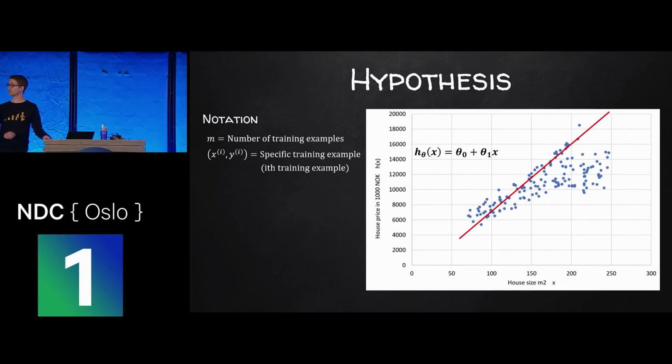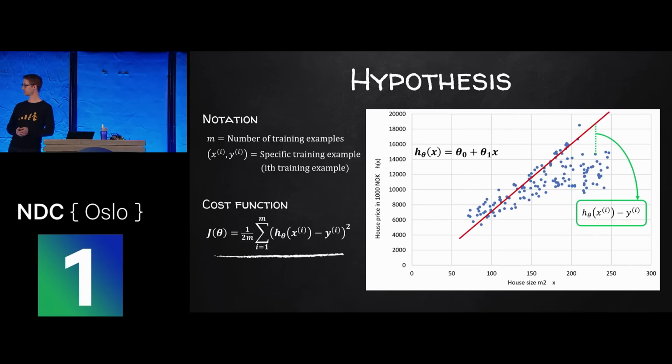And to do this, first we need some notation, where m is the number of training examples, and (xi, yi) is a specific training example. Next thing we're going to find is the cost of a single training example. And the next thing, we define the cost function. And again, I'm not going into details of why the cost function is like this.